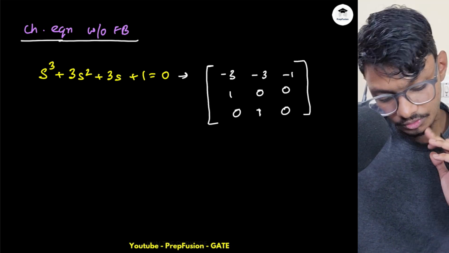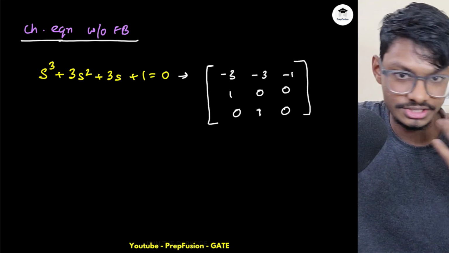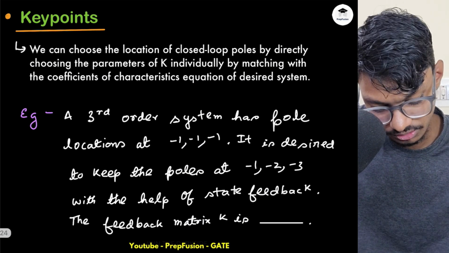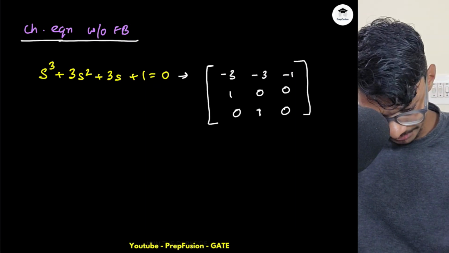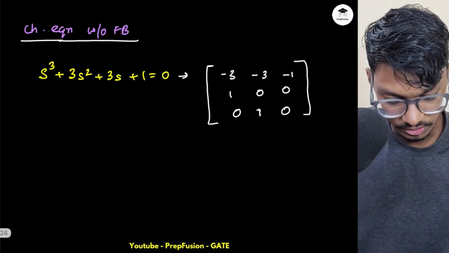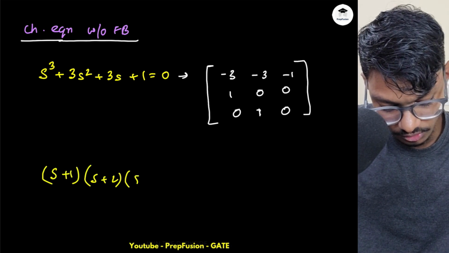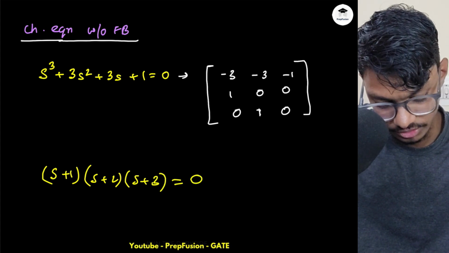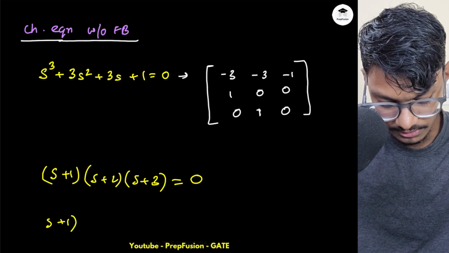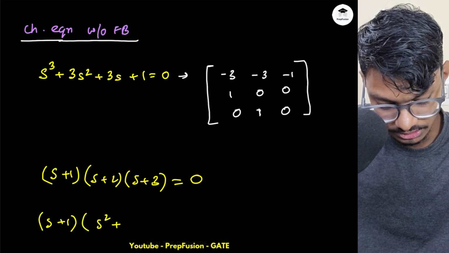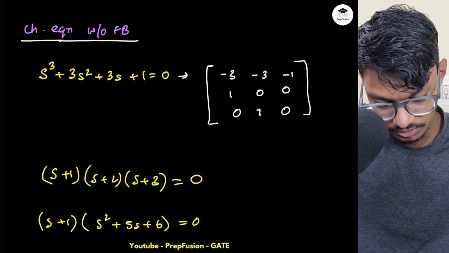Now what we need to do is change the pole locations to -1, -2, -3. So what will be the characteristic equation for that? It will be (s plus 1)(s plus 2)(s plus 3) equals 0. I will do this first: (s plus 2)(s plus 3) gives s square plus 5s plus 6.